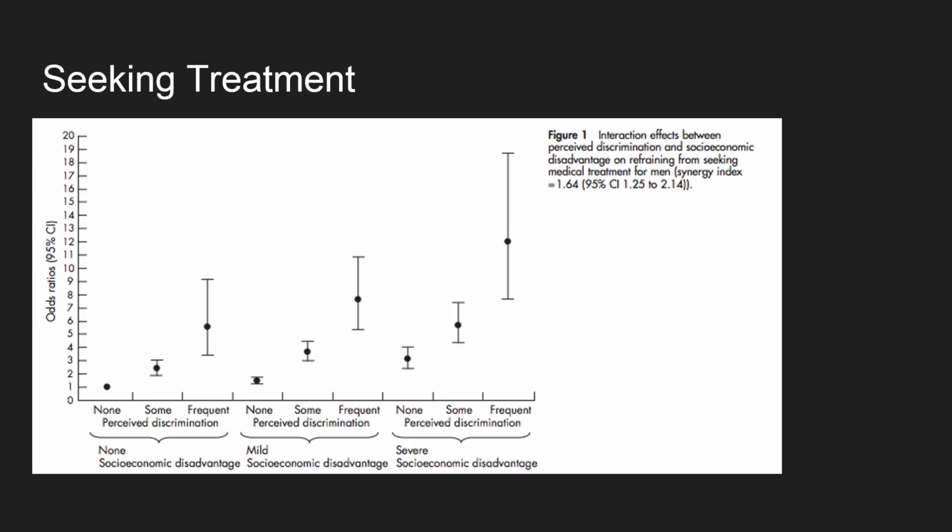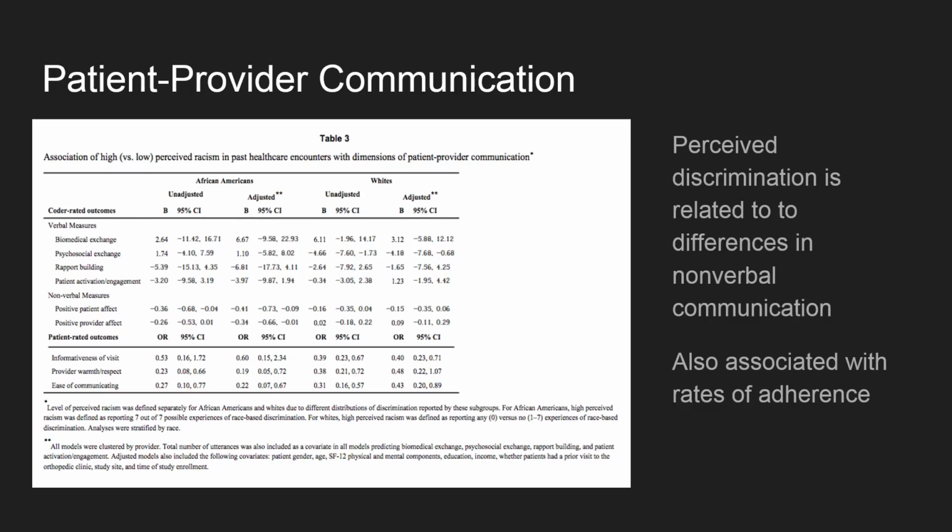In addition, perceived discrimination also affects whether patients choose to seek treatment or not. A Swedish study found that those who experienced more discrimination were more likely to avoid seeking treatment. This effect was further magnified when socioeconomic disadvantage was taken into account. Other studies have shown that perceived discrimination correlates with patient-provider communication. For example, African American patients who reported greater perceived discrimination showed less positive nonverbal communication, even though verbal communication did not differ.